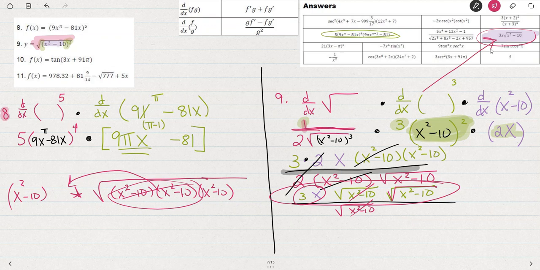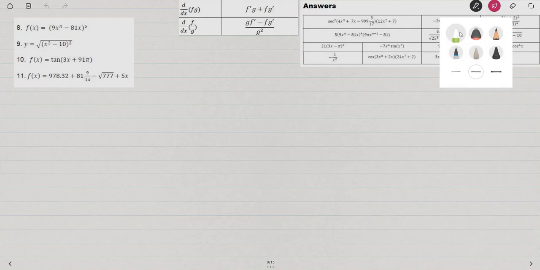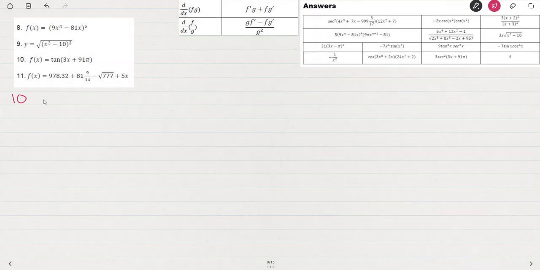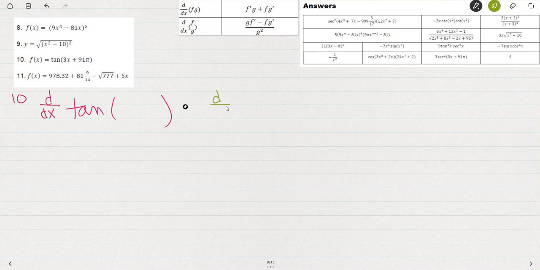which is the answer right here in the middle, last column. Let's look at number 10. For number 10, the outside function is going to be the tangent. So we'll do the derivative with respect to x of tangent, and then we're going to multiply that times the derivative with respect to x of the inside function, this 3x plus 91 pi.